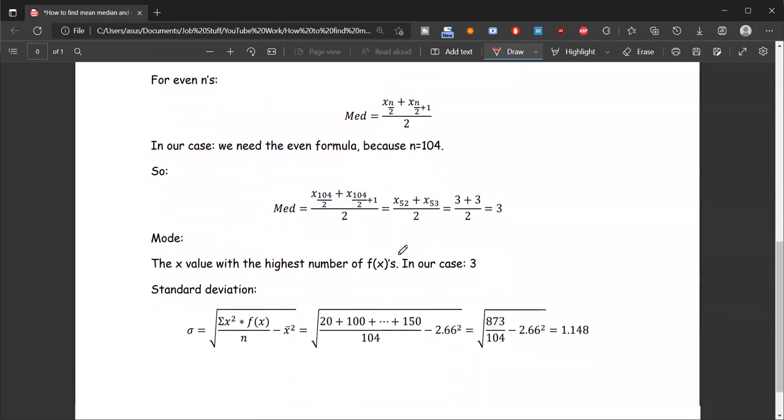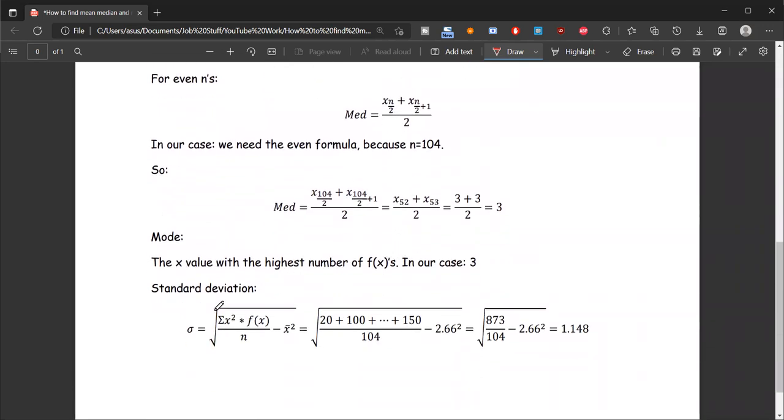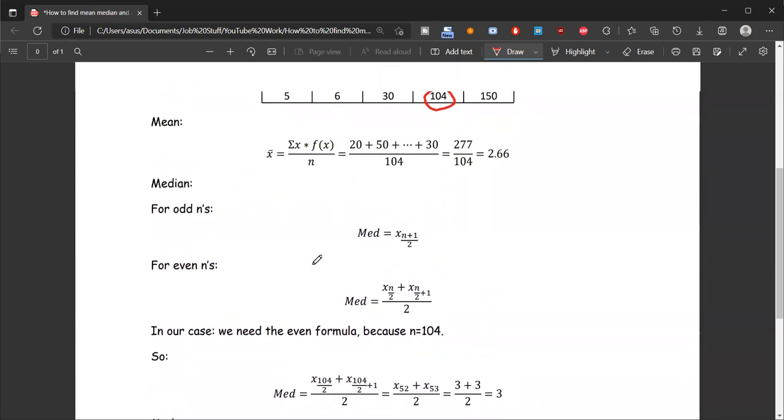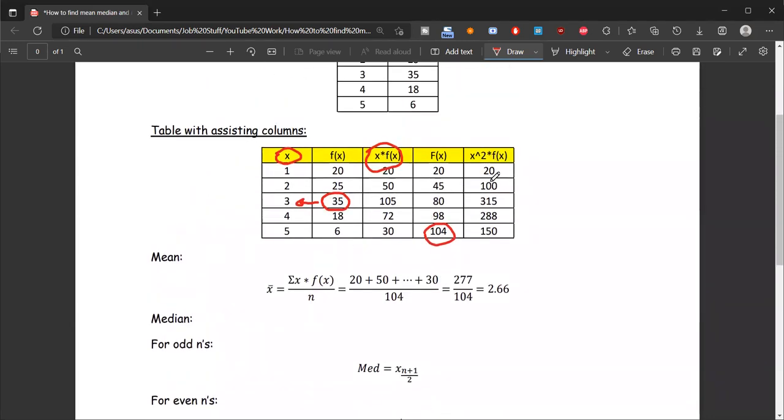Now, last but not least, we have the standard deviation. The standard deviation has more than one formula, but in this case, we're going to use this specific formula, which is very helpful. We have the n, which is the total number of respondents in this case. This is the average, which we have found as well. And all we're missing is this value, which is x to the power of 2 times f of x. And this is the exact value that we have in the 5th column, right?